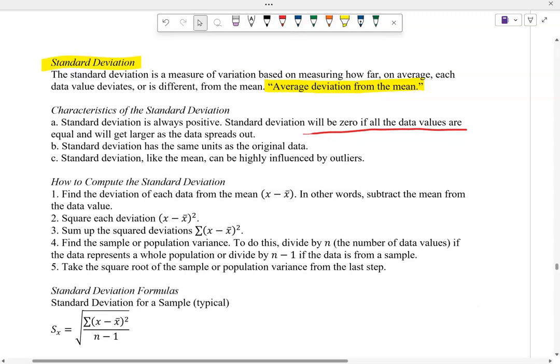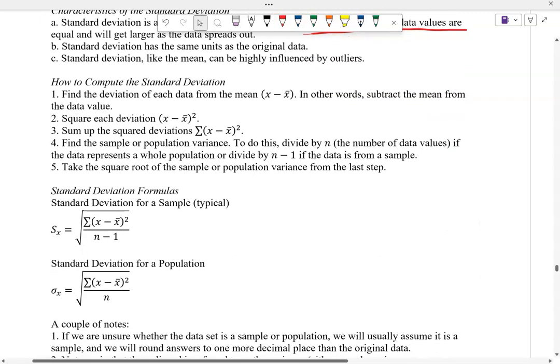Now, we're going to compute it, and you have two types of standard deviation. One is for a sample. So let's say you're running a study on all of CSN students, but you only take a sample of, let's say, 100 students. Then you would want to use the standard deviation for a sample. That's pretty typical. The only difference between these two is this one's divided by n minus 1. When you're doing a population, you're only dividing by n.